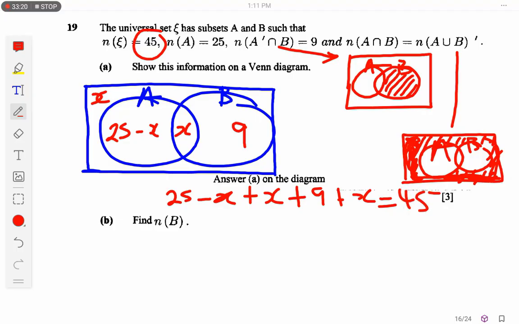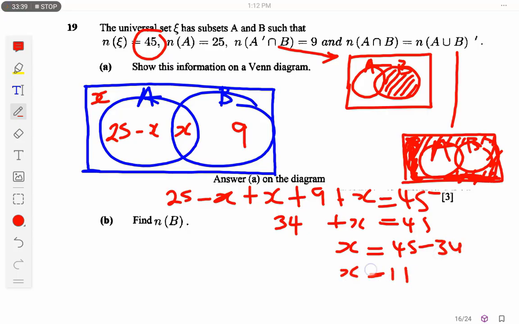So if we combine this minus X plus this X, that's a 0, and this one is going to be an X. So I have plus X here. 25 plus 9, that's 34, plus X is equal to 45. So my X is equal to 45 minus 34. So my X value is equal to 11 there.